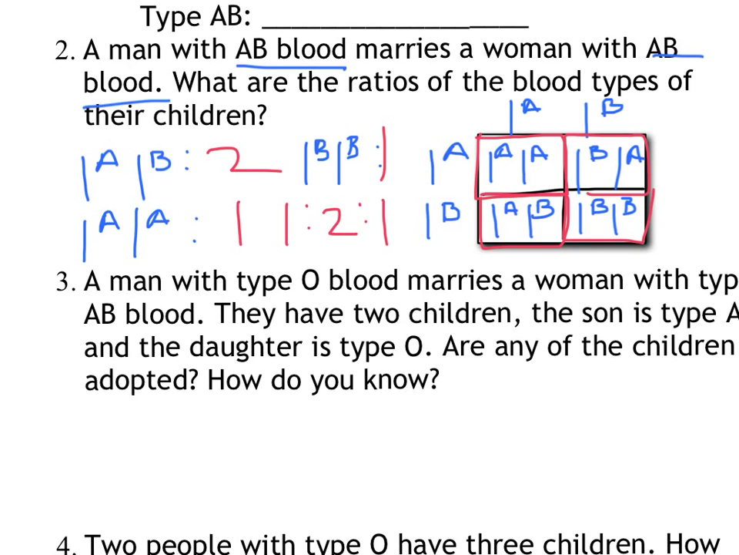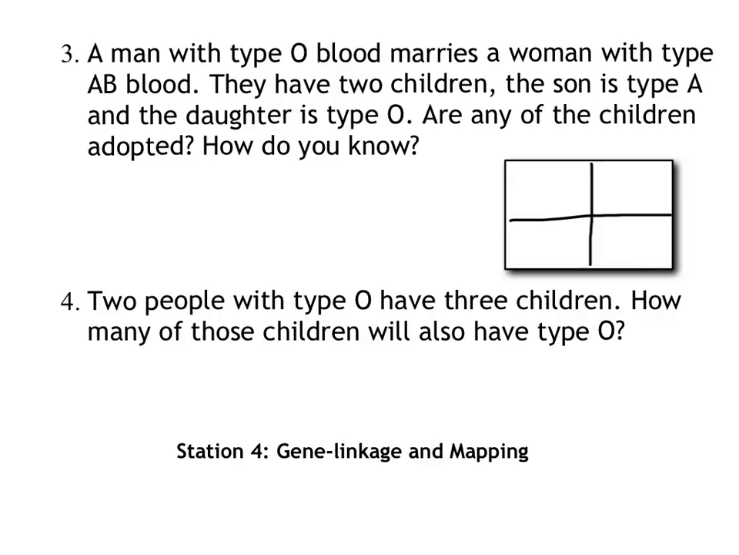No typo. And a man with type O blood, which is ii, marries a woman with type AB blood, which is IA, IB. And they have 2 children. The son is type A, IAi or IAIA, we don't know. And the daughter is type O, ii. Are any of the children adopted? Well, we can go to our nifty little Punnett square and figure it out.